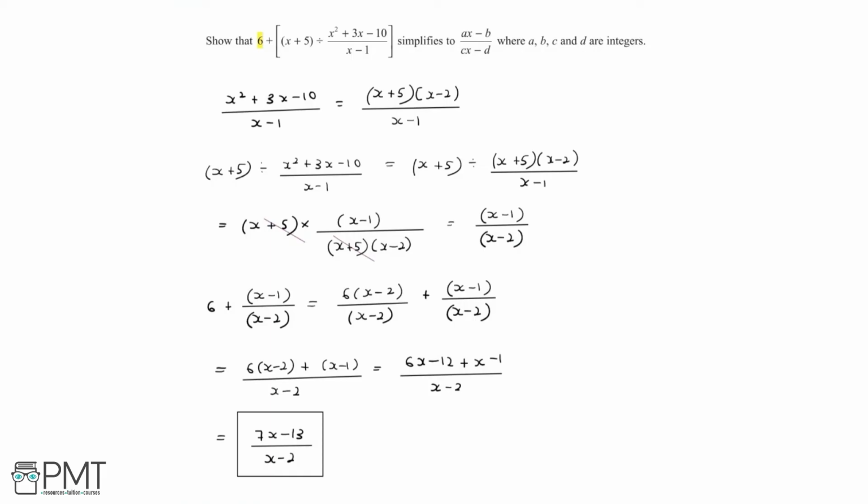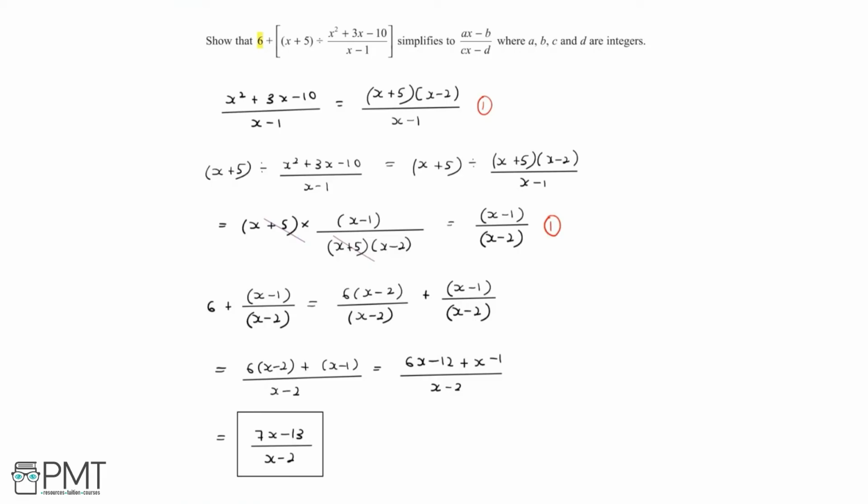We get the first mark for factorising x squared plus 3x minus 10 over x minus 1 and getting an answer of x plus 5 multiplied by x minus 2 over x minus 1. We get the second mark for doing x plus 5 divided by this fraction to leave us with x minus 1 over x minus 2.